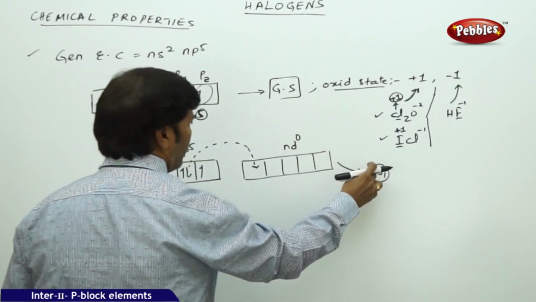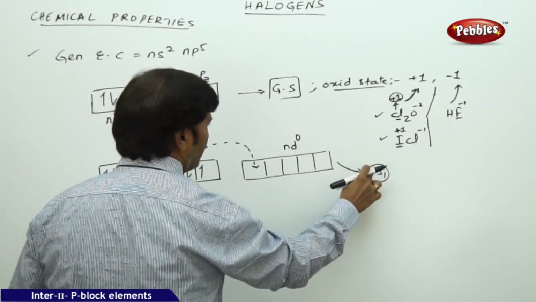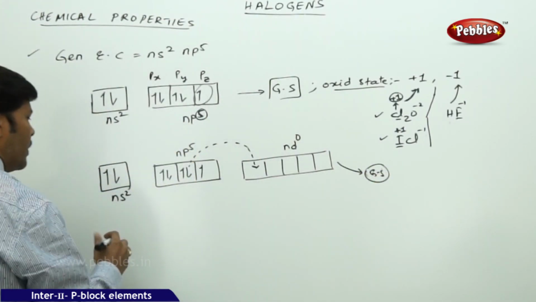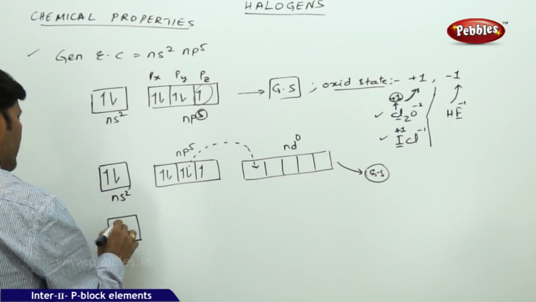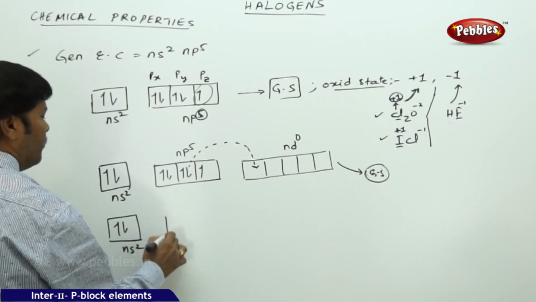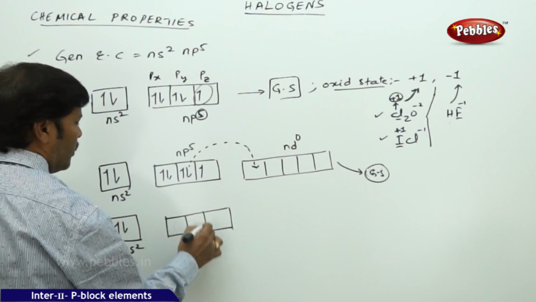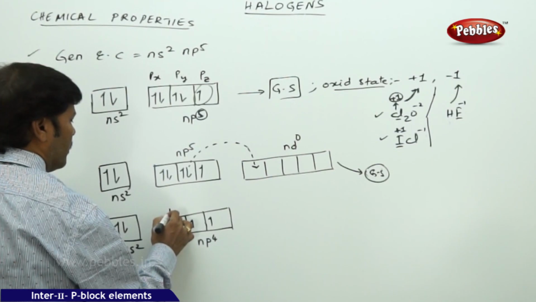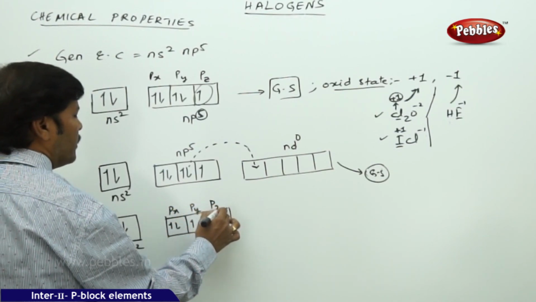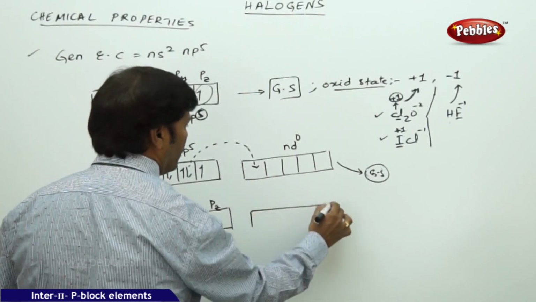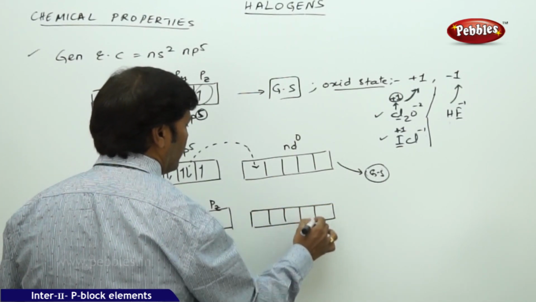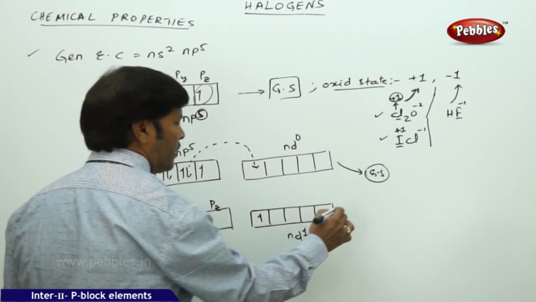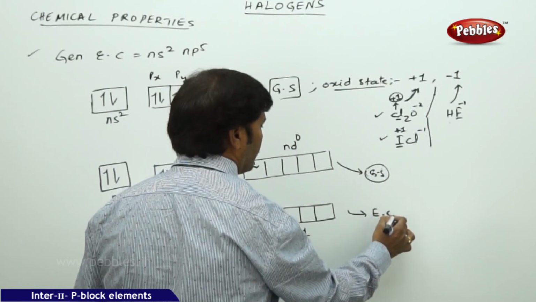So still it is in the ground state only, the same ground state I have taken. I'll take this as the ground state configuration. Now convert this to the excited state. In the excited state, I can take again ns2, that is 2 electrons, and now this is going to become np4 with 1, 2, 3, 4. This is Px, this is Py, and this is Pz orbital, and one electron is promoted. So here 1, 2, 3, 4, 5. This is 1 electron, so this is going to become nd1, and this is the first excited state configuration.